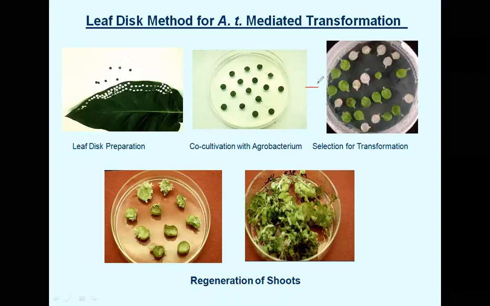So once you have co-cultivated with Agrobacteria, what do you do? The next step is selection. For example, you have incorporated NPTII, the gene which confers resistance to kanamycin. So you grow the leaf discs in a medium which contains kanamycin. Only those plant tissues which have got the gene will survive, meaning they will remain green. Those which have not received the plasmid, and therefore have not received the gene NPTII, will not be able to hydrolyze kanamycin, so they will die, turning white. So this is called plant selection.